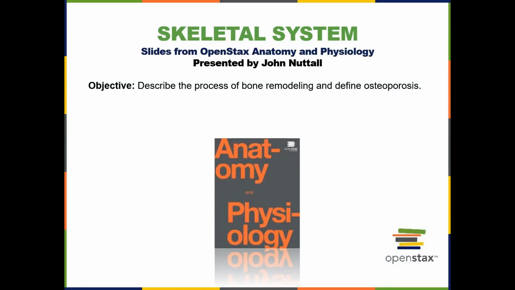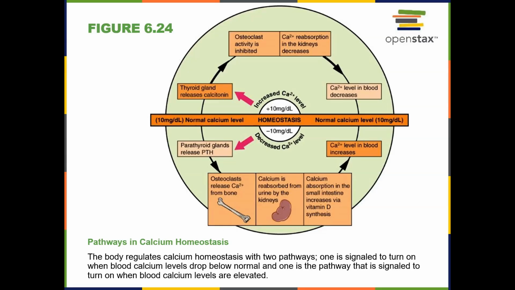In this video, you'll learn about the process of bone remodeling and the disease osteoporosis that results from an imbalance of osteoclast activity relative to osteoblast activity. Bone remodeling is a process that occurs throughout the lifespan where new bone is formed by the activity of osteoblasts, and bone is also simultaneously being broken down and reabsorbed by osteoclasts.